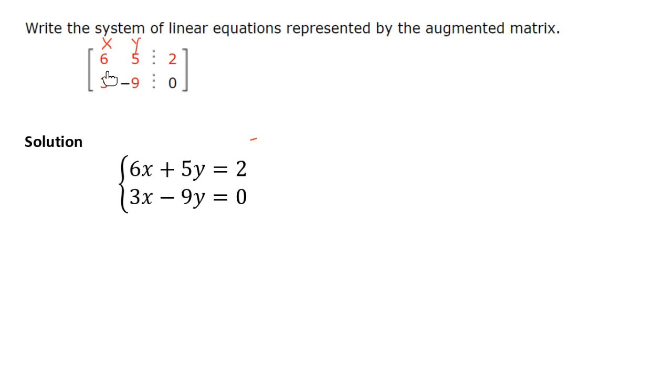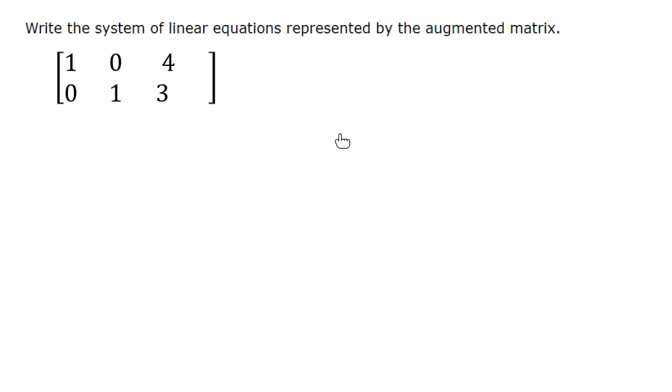This is the coefficient for x, so we would have 6x, 5y, and then my constant is 2. You'll see either a solid black line or these dotted lines that separate your constants. Anything after that line is going to be your constants, so the line kind of works like an equal sign. Then you have your 3 for the coefficient of x, -9 is your coefficient of y, and then 0 is going to be your constant.